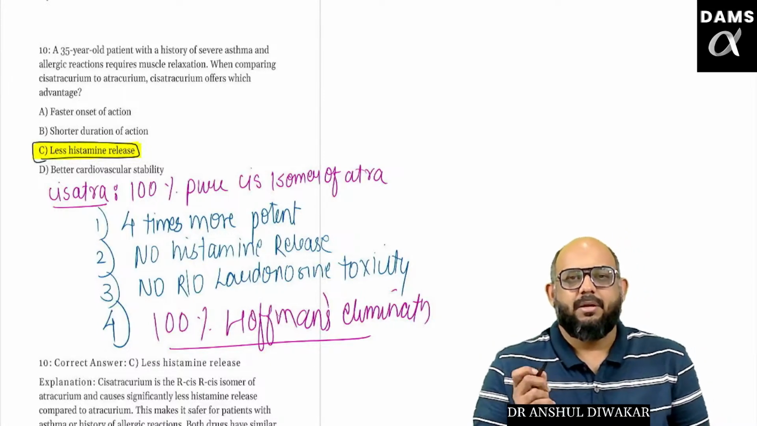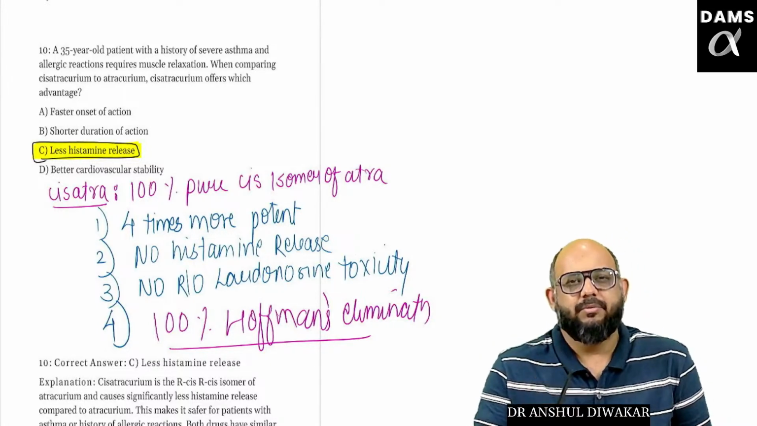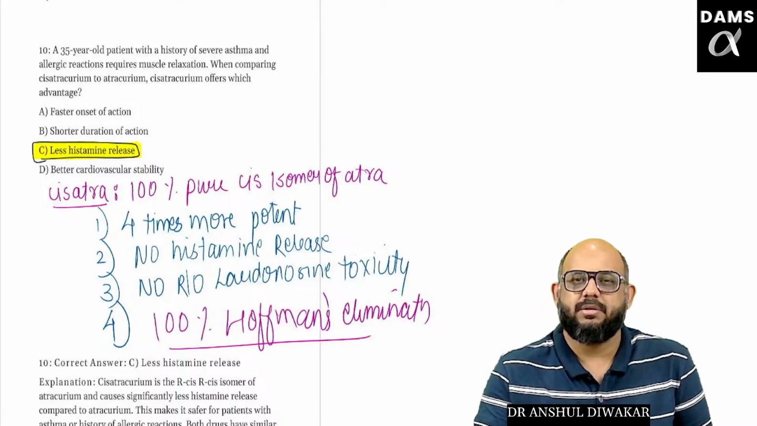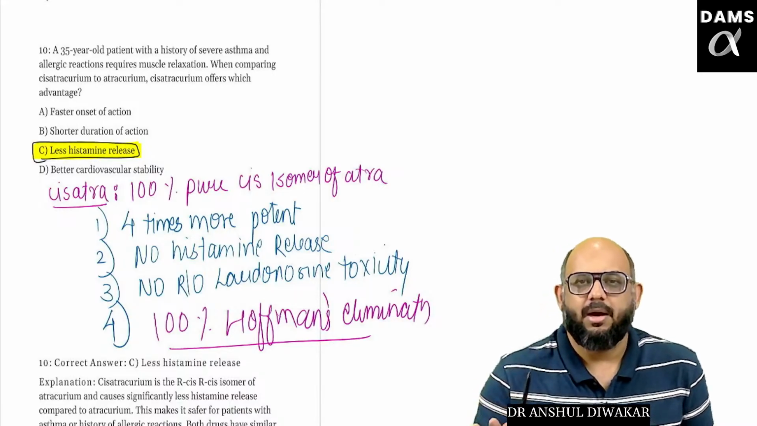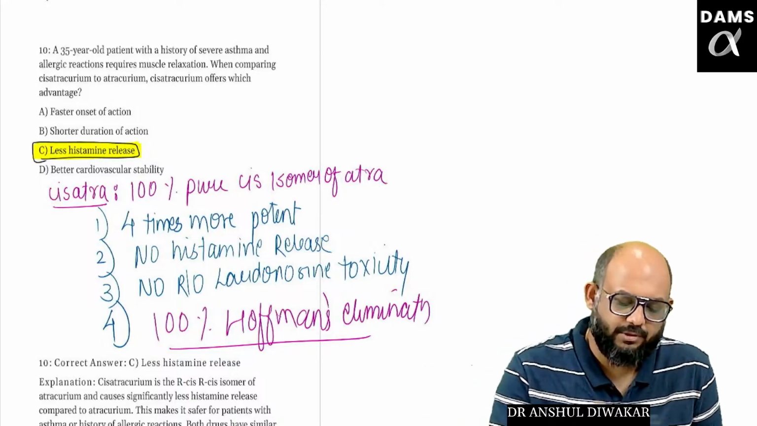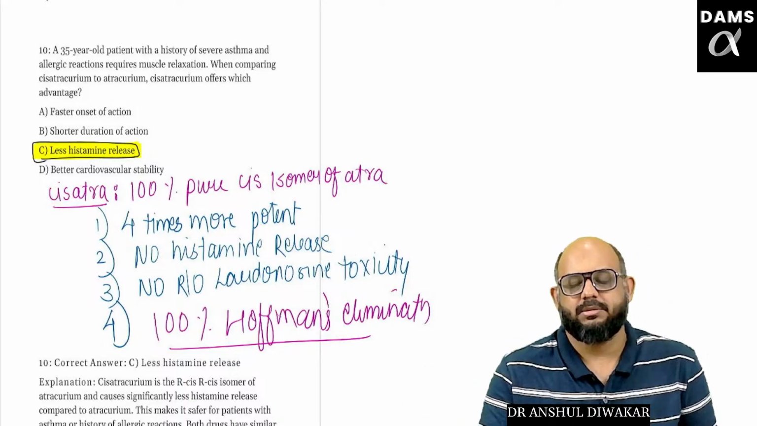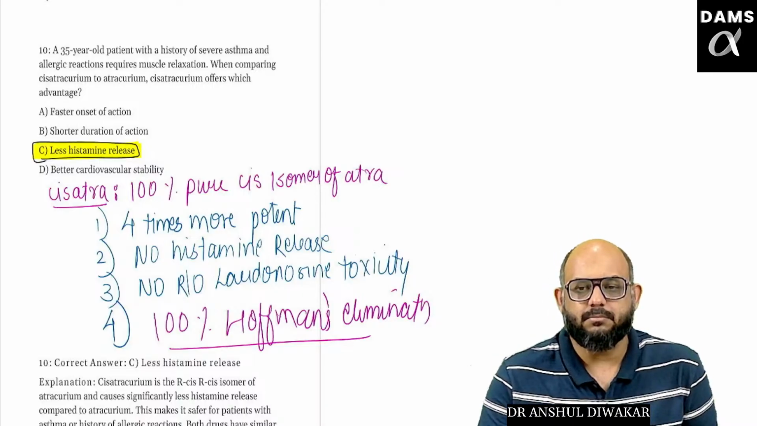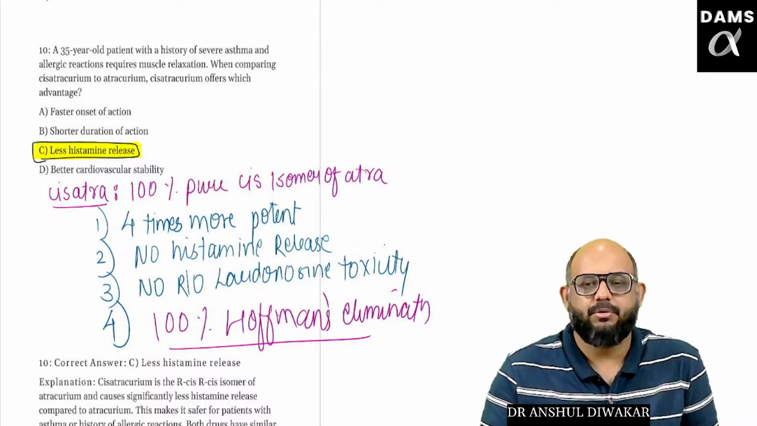And that is why bronchial asthma is probably the only indication where cis-atra is preferred over atra. Otherwise, both are absolutely the same in terms of their use.